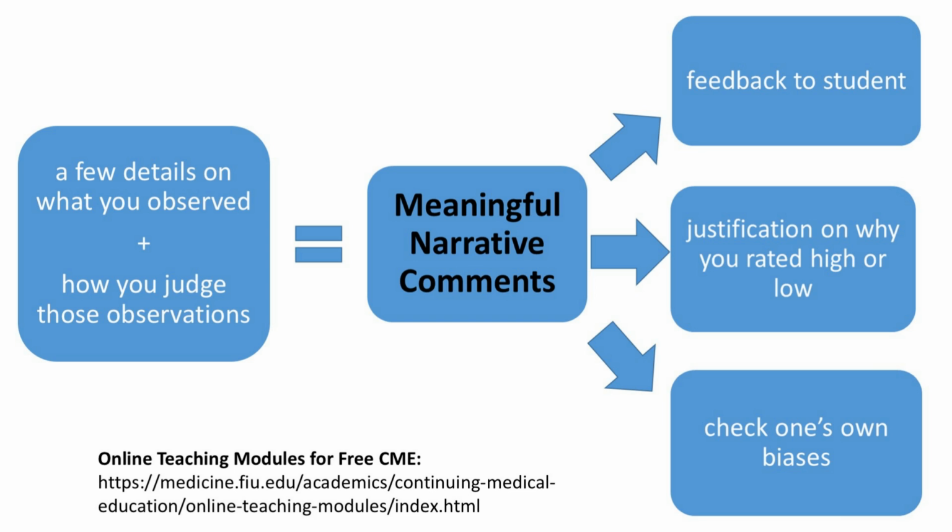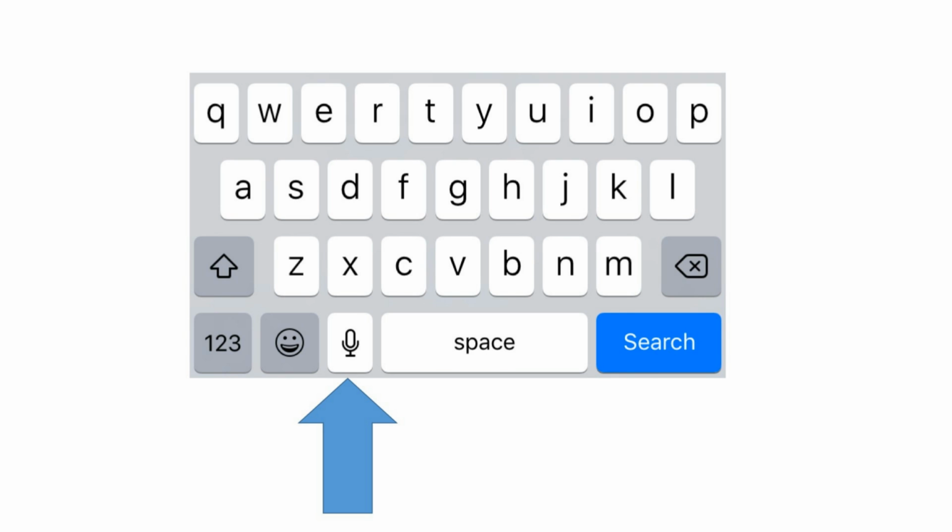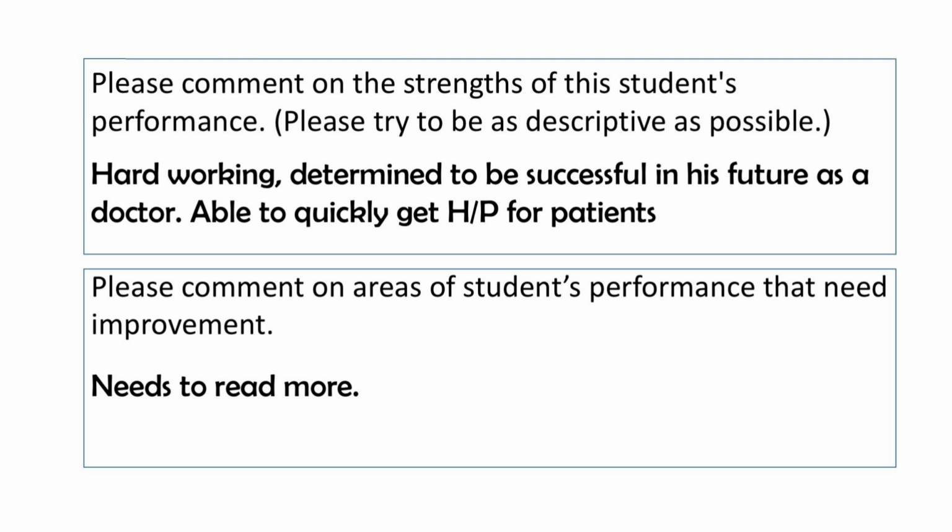We offer free CME for completing an online teaching module entitled Narrative Evaluations of Student Performance, which can be found at this website. This module takes you in depth into writing narrative comments. To complete the CASP, you will receive a paper CASP or an email that looks like this. One way to be efficient in completing the CASP and including comments is to click on this link on your smartphone. And again, then just click on your dictation button and dictate your comments directly into the CASP. Read over the comments because dictation is not perfect.